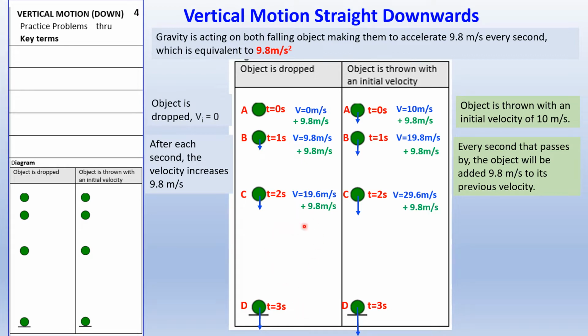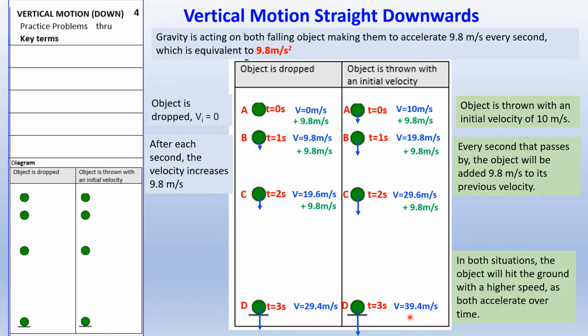Now, the last time, I'm going to add 9.8 meters per second, and the velocity the ball is going to hit the ground with when it's dropped is 29.4 meters per second, and when it's thrown with an initial velocity, in this case 10 meters per second, it is going to hit the ground with a final velocity of 39.4 meters per second. In both situations, the object will hit the ground with a higher speed as both accelerate over time.